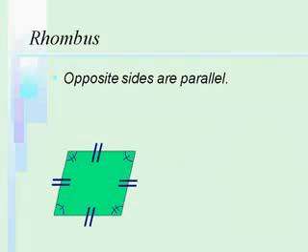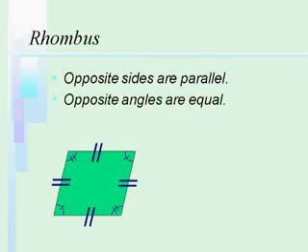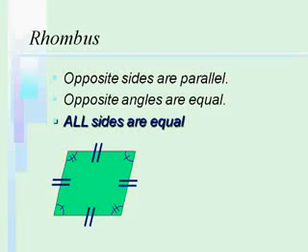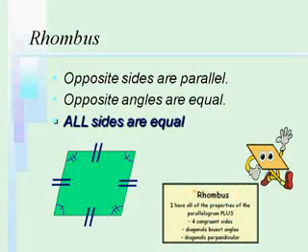The rhombus also has opposite sides that are parallel. The opposite angles are equal, and then all the sides are equal. So, since it has all those other features of the parallelogram, that means it's also a parallelogram. It falls into that category of parallelogram, because if all sides are equal, that means the opposite sides are equal.